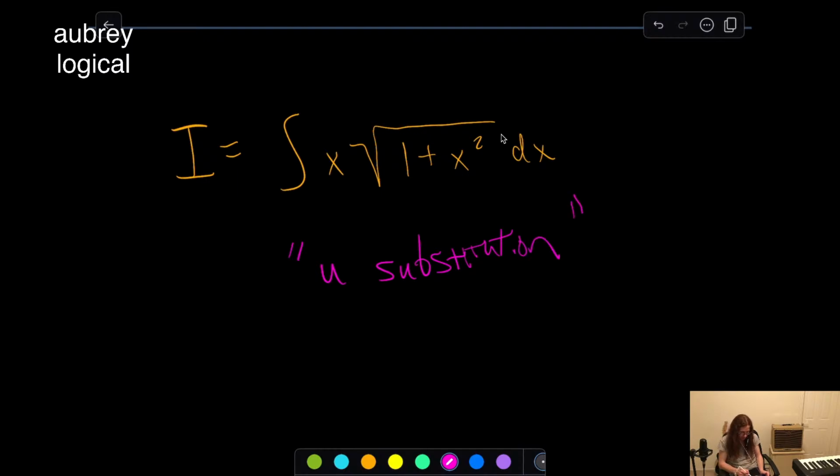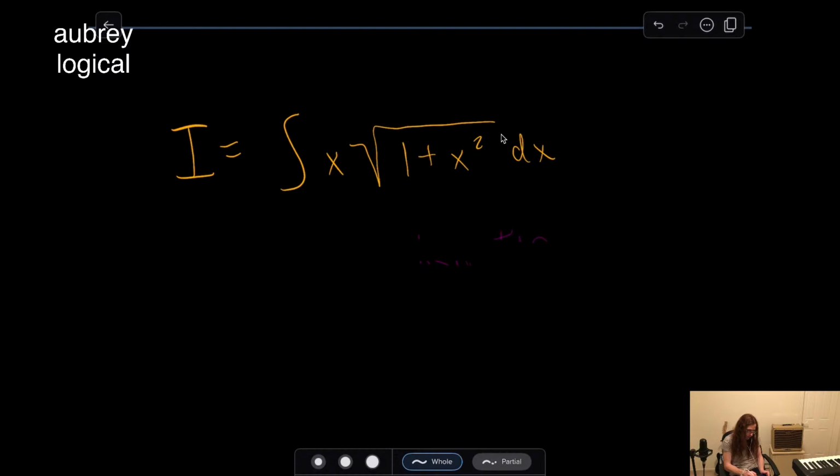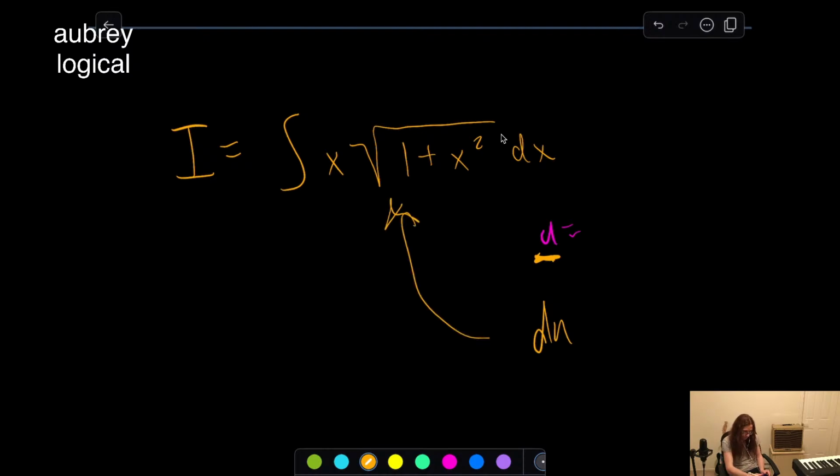What this means is essentially that you are going to create a new variable, and it's going to be equal to something from within this expression. But the catch, or the point of it, is you want its derivative to be in this problem. So for you, I'm gonna pick this expression right here.